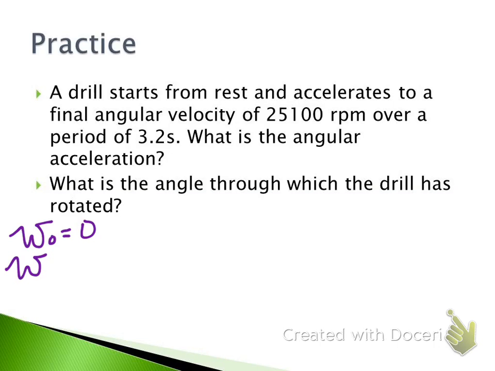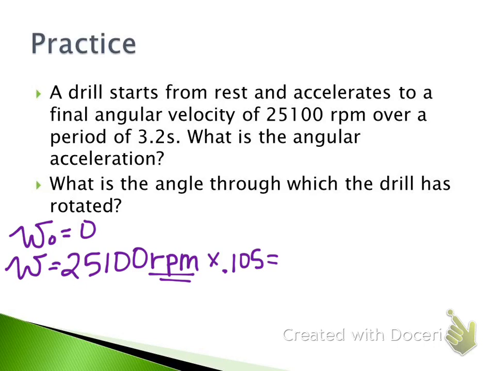It accelerates to a final angular velocity of 25,100 RPMs. That is not the correct unit. RPMs is a version of angular velocity, but it's not the correct version. We need it to be in radians per second. So we're going to have to do a conversion there, and we can use our shortcut, taking it times 0.105.